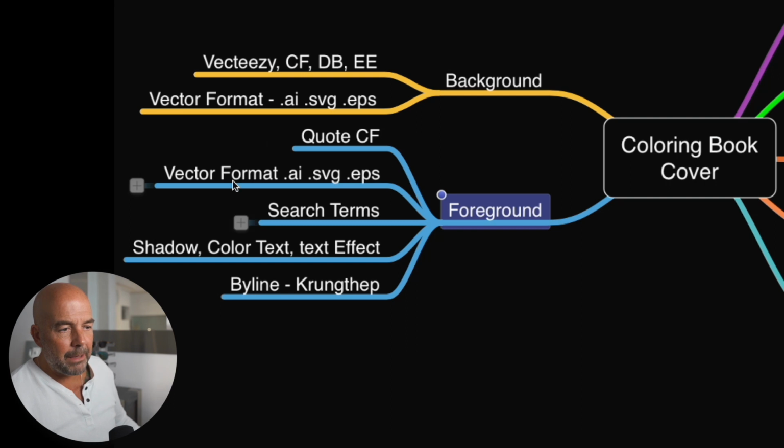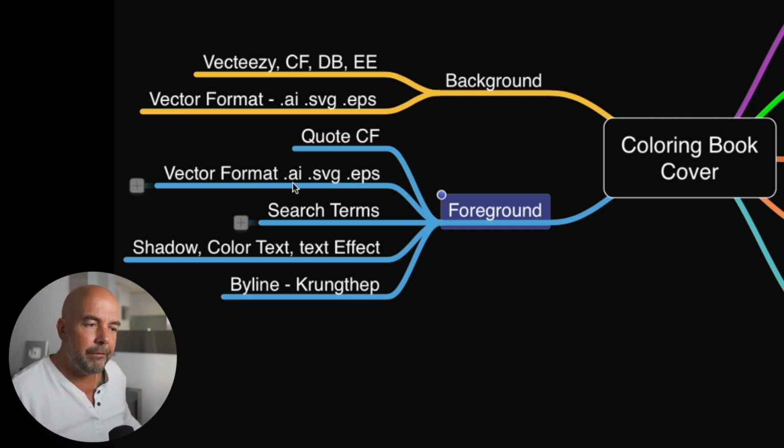Now the important thing about these images is that we need them in vector format, and that is in either .ai, .svg or .eps format.